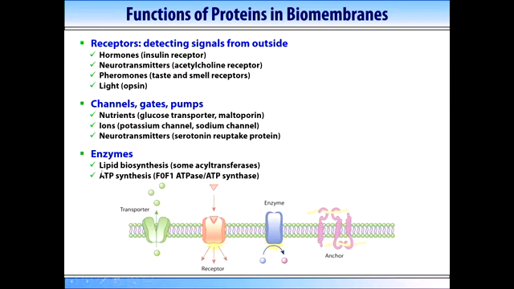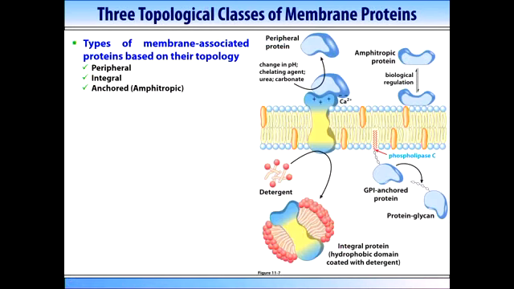Obviously the ones which synthesize the lipids themselves, and also the ones, for example, which synthesize ATP using the proton gradient, such as the ATP synthase complex. So let's talk more about the types of the proteins in the biological membrane. There are three topological types. Topological types means where they're located relative to the lipid bilayer. So they could be peripheral, integral, and anchored.